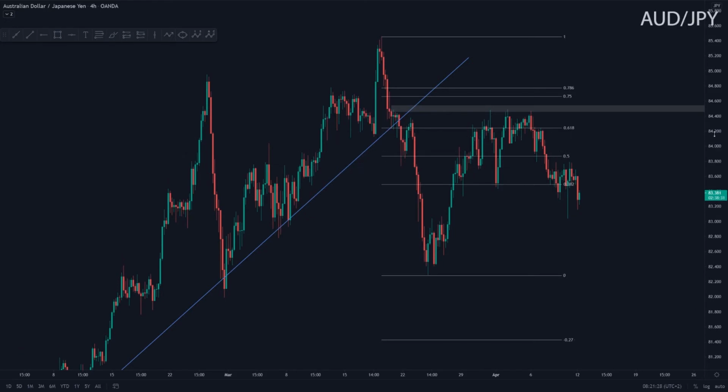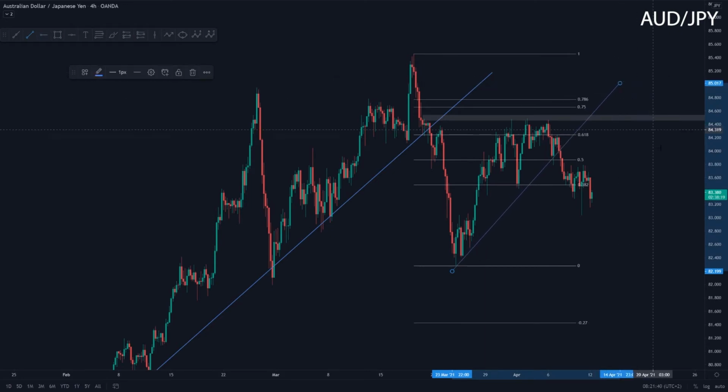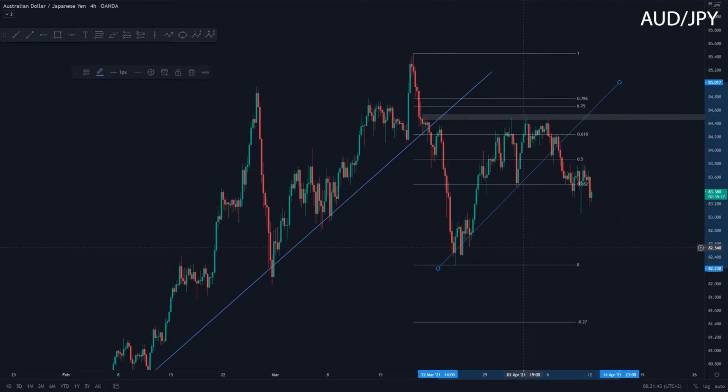Aussie Yen has been moving pretty consolidative, just like the DXY. Nothing really clear to take any trades on. So we are situated in this downtrend movement. We broke this trend line over here, or structure line. Let me just adjust it for you guys like this.